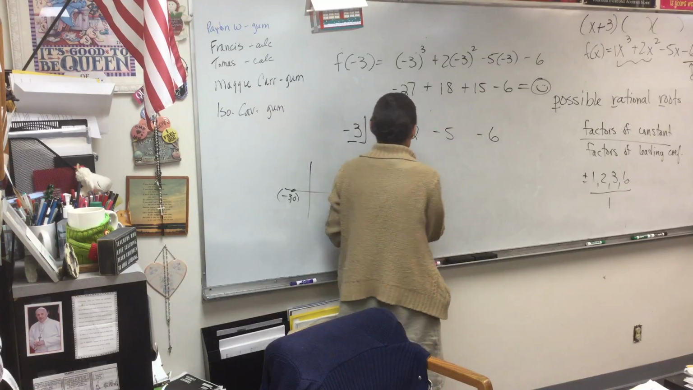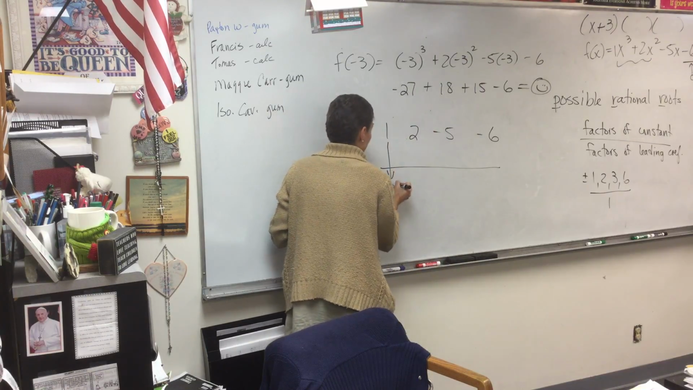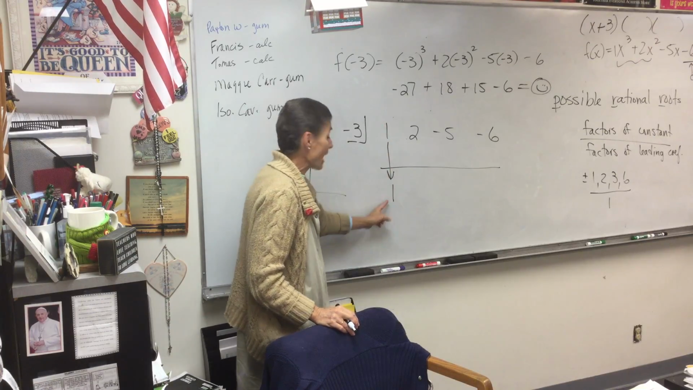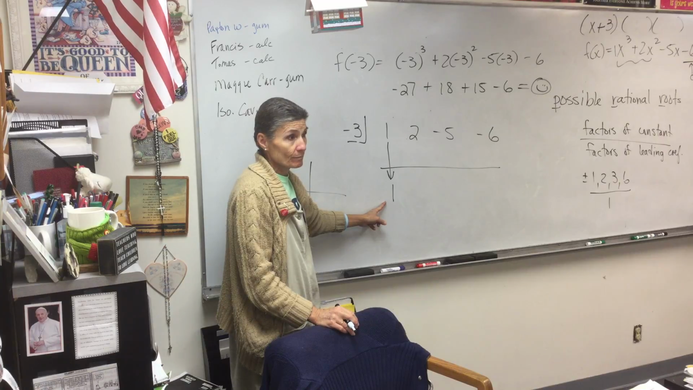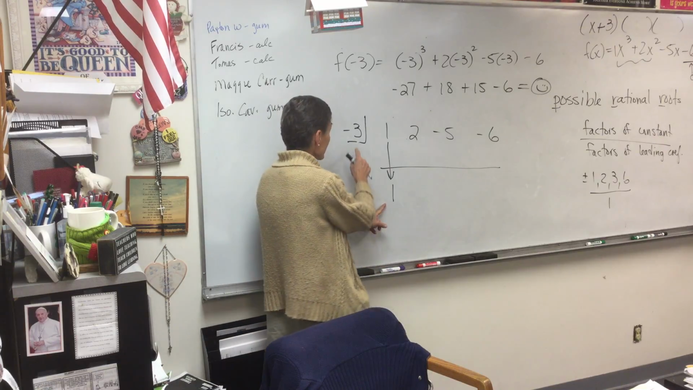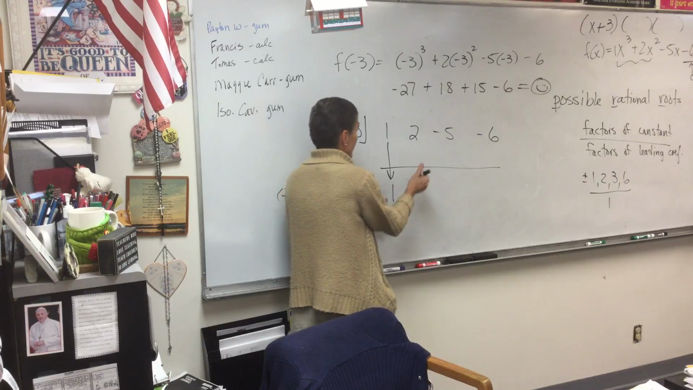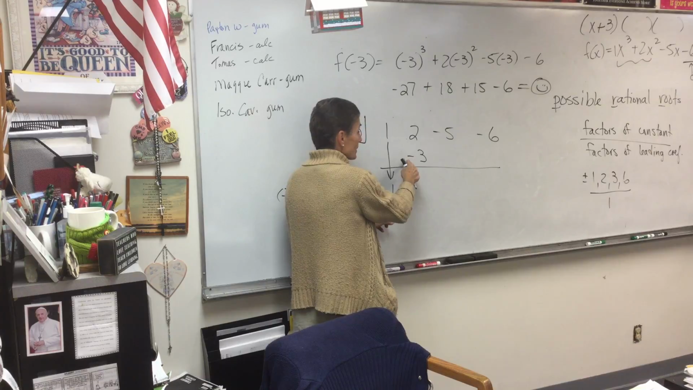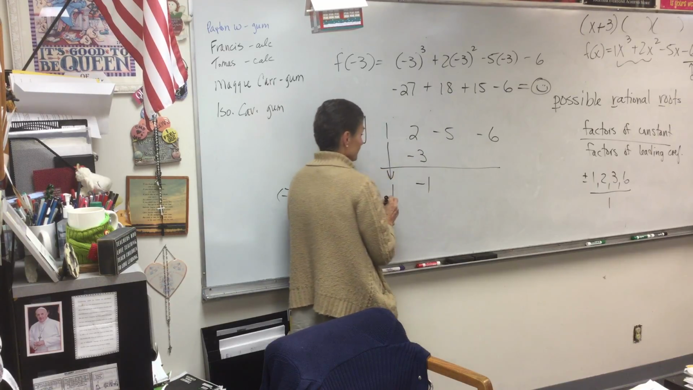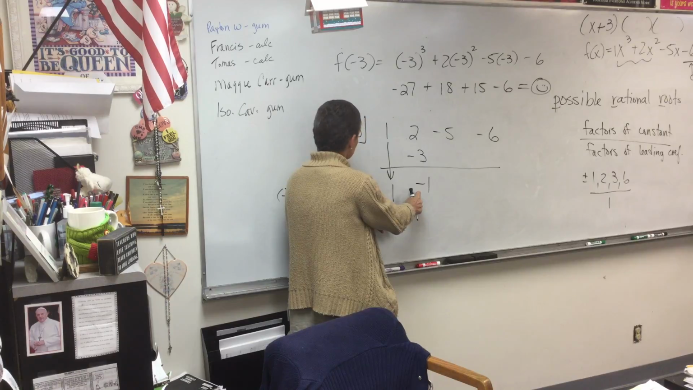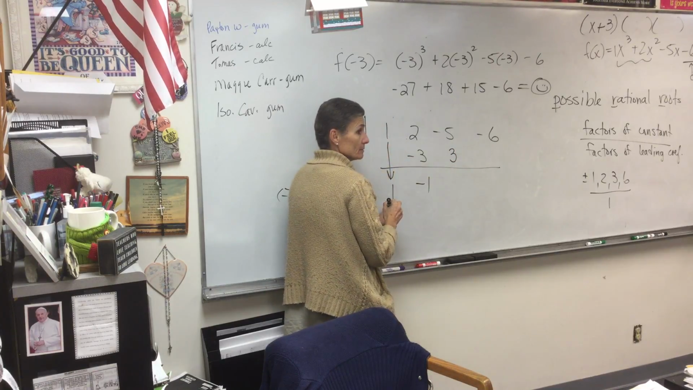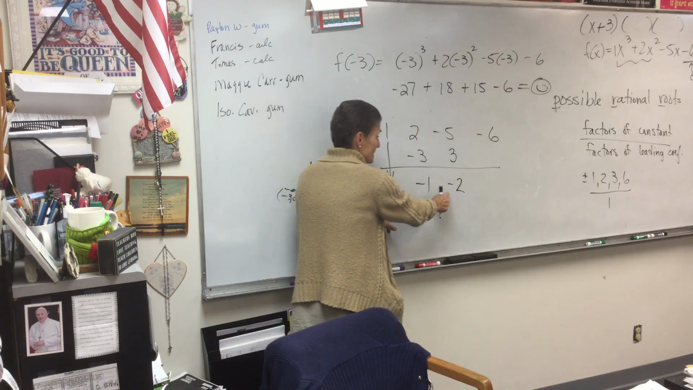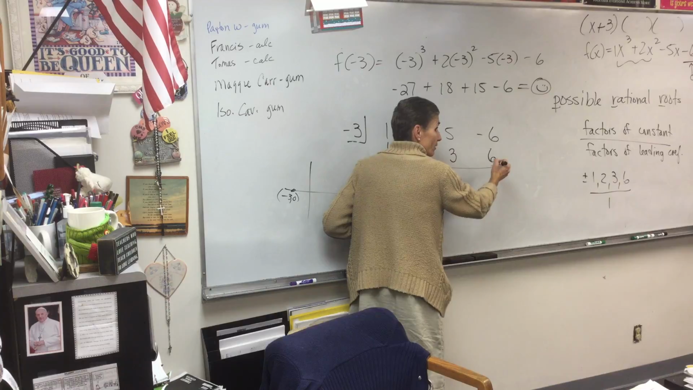Now remember how this works? Drop this 1 straight down. I find it's helpful to use an arrow to remind myself that number's coming straight down. Then you take this times this and write it here. So this times this and write it here. Now we add. Then we take this times this and write it here, and we add. Then we take this times this and write it here.